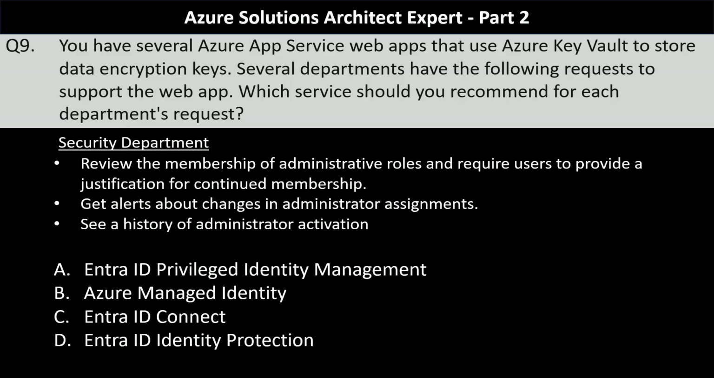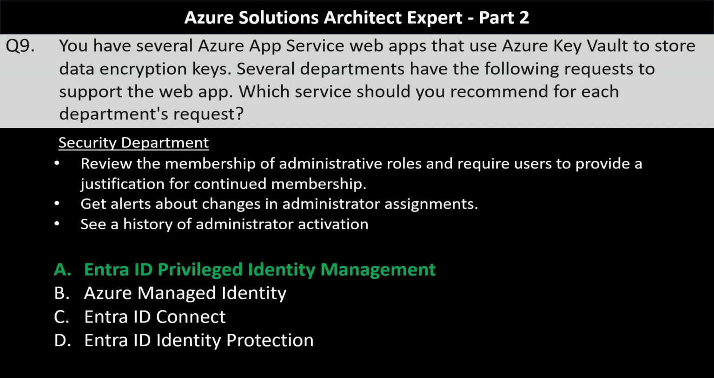Review the membership of administrative roles and require users to provide a justification for continued membership. Get alerts about changes in administrator assignments. See a history of administrator activation. Again, you have all those 4 options. And folks, you should recommend Entra ID PIM in this case as well.